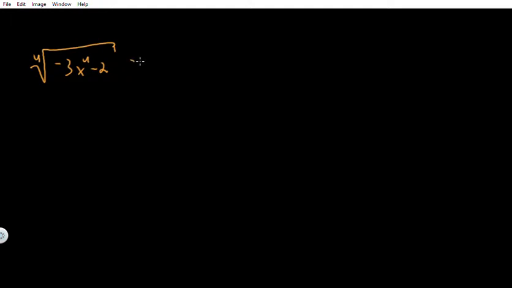Well, the first thing I would do here would be to rewrite this as negative 3x to the fourth minus 2. And if we take the fourth root of something, that's like raising it to the 1/4 power. And if we were to differentiate this now, we bring this down, 1/4 times negative 3x to the fourth minus 2, and we subtract 1 off of here. So 1/4 minus 4/4 is negative 3/4.